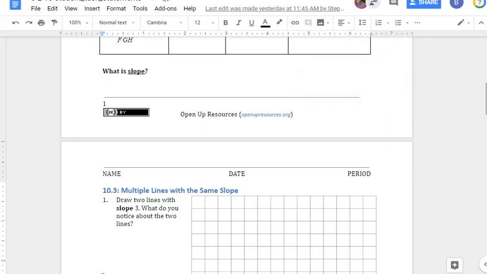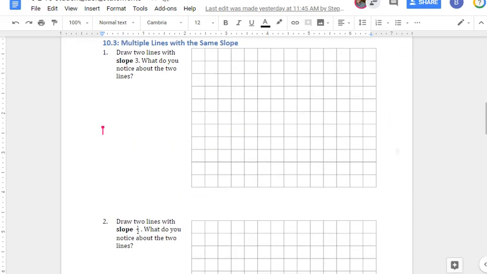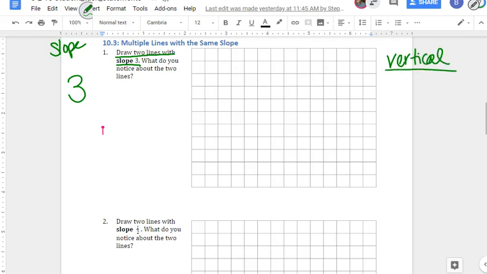All right, so then we're going to go on to the next page. So it says multiple lines with the same slope. So it says draw two lines with the slope of 3. So if I have the slope of 3, the first thing that I notice is it's not written as a fraction. So in those other numbers, we had the vertical over the horizontal. Well, this one only has one number. So you have to remember that we can make any whole number a fraction by putting it over 1. So that means 3 is going to be our vertical amount of our triangle, and 1 is going to be our horizontal amount.